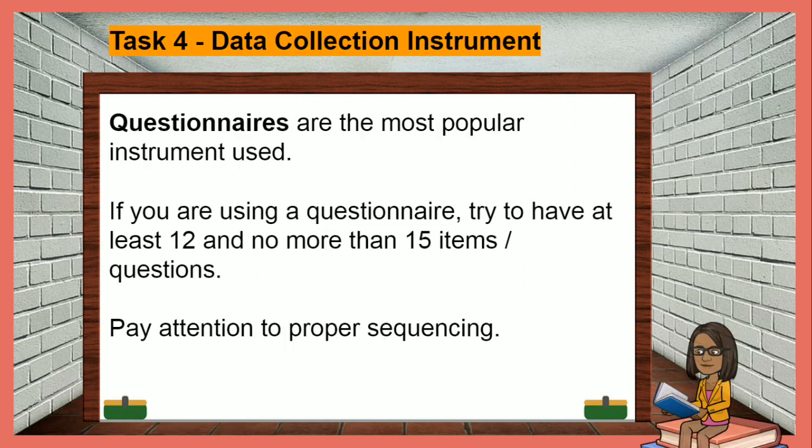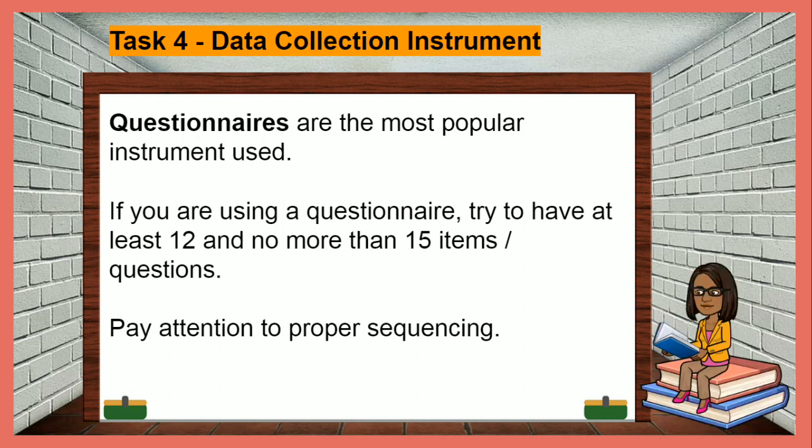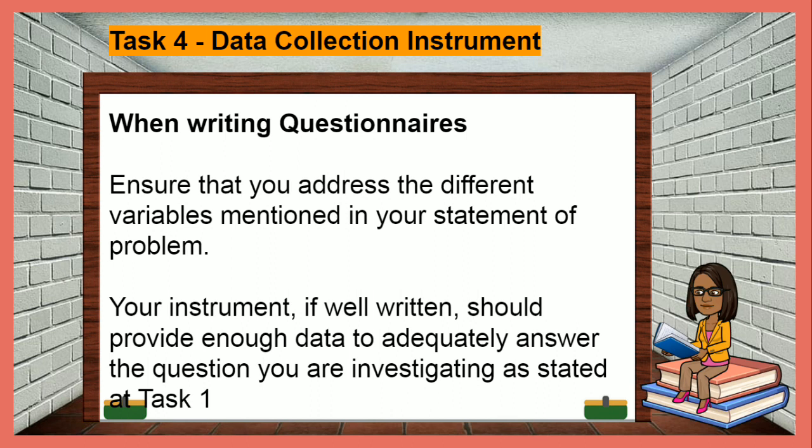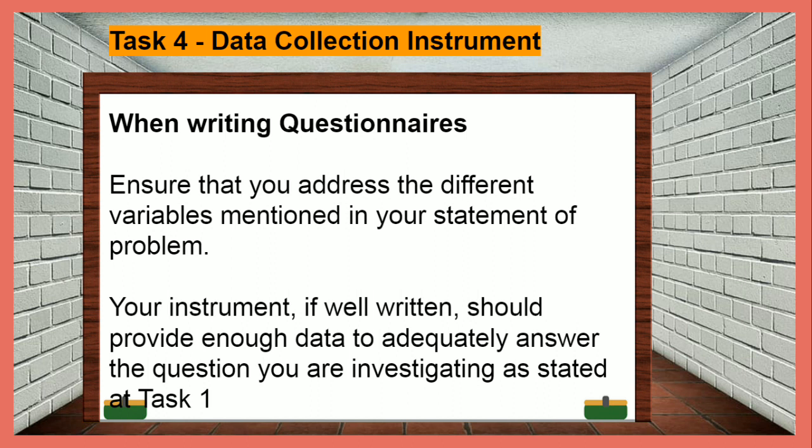How do we go about designing our data collection instrument? Questionnaires are the most popular instruments used. So if you're using a questionnaire, try to have at least 12 and no more than 15 questions. Ensure that you are paying attention to proper sequencing of your questions. Ensure that you address the different variables mentioned in your statement of problem. And if your instrument is well written, it should provide you with enough data to answer adequately your statement of problem that you set out to investigate.